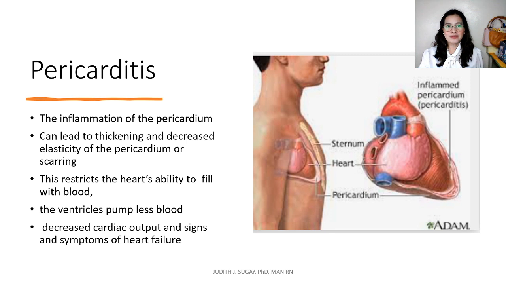Okay, and we have here pericarditis. Pericarditis, as I have mentioned to you, is the inflammation of the pericardium. This is the sac. It can lead to thickened and decreased elasticity of the pericardium. If there is less elasticity, this will restrict the heart's ability to fill with blood, so the ventricles will pump less blood. What will now happen? It will decrease the cardiac output, followed by signs and symptoms of heart failure.